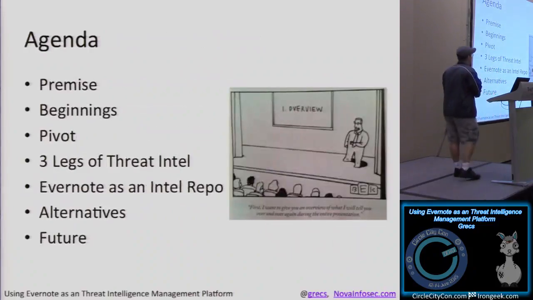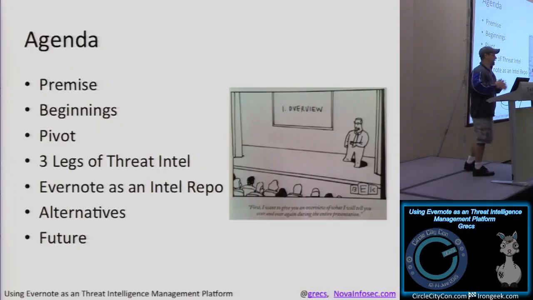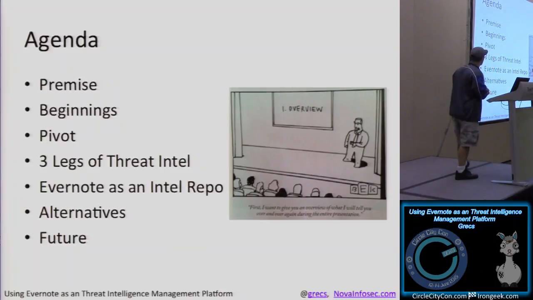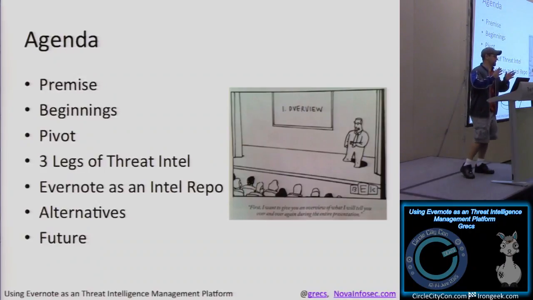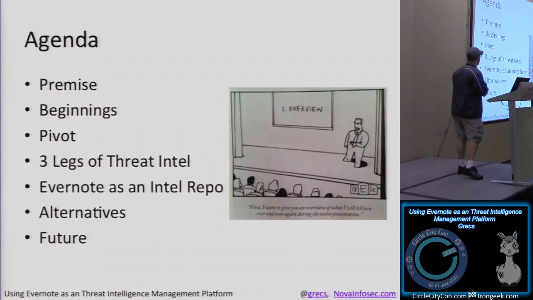So getting to the point at hand, I'm going to talk about the premise, the historical background, where things started, how I got to where I am right now. Pivot. In startups, a lot of times you'll start doing one thing and you'll realize that's not working, and so you'll pivot off into another direction. This is my play on that. And then I'm going to talk about what threat intel is, and then merging all that together into how I'm using Evernote to do that.